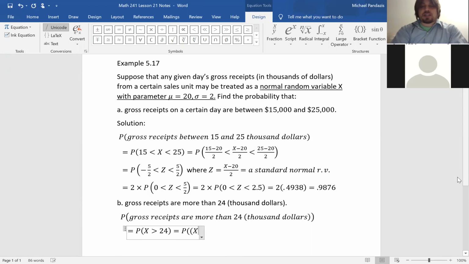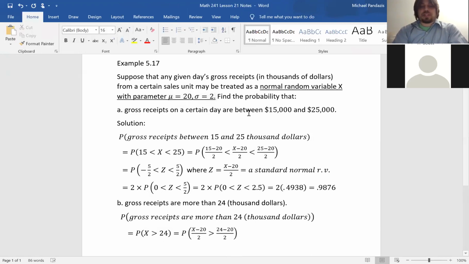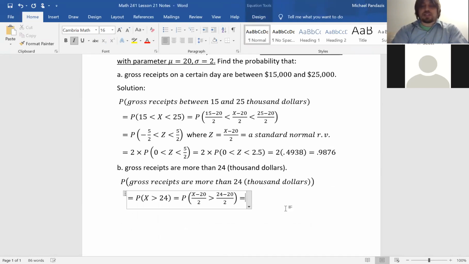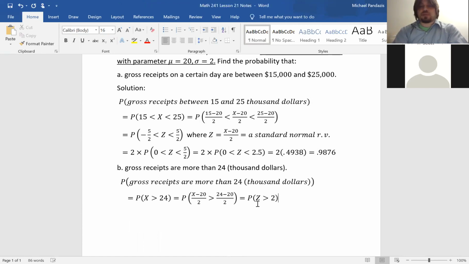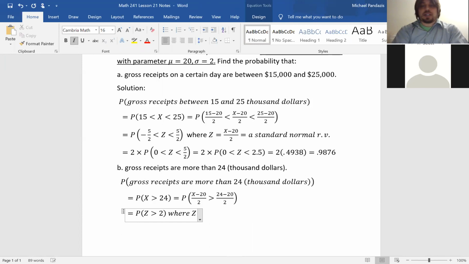Now you do X minus mu, which is still 20 up here, divided by sigma, which is 2, strictly greater than 24 minus 20 over 2. And now we want to know the probability of that interval, but that's just equal to the probability that our new standard normal random variable, defined in terms of X, Z equals X minus 20 over 2, is greater than 4 over 2, just 2. See, 24 minus 20 is 4, 4 divided by 2 is 2. And this is where Z equal to X minus 20 over 2 is a standard normal random variable.